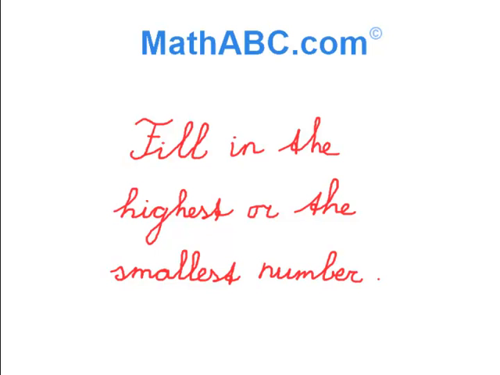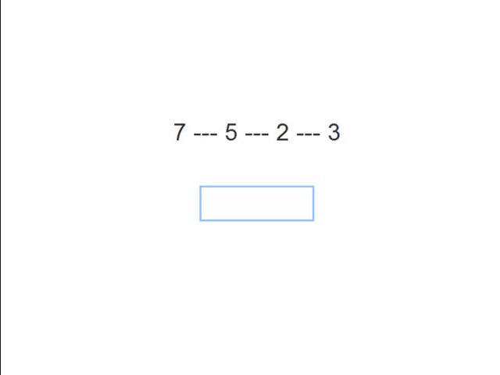Fill in the highest or the lowest number. We see here 4 random numbers. Now we have a 7, a 5, a 2, and a 3. So if you were asked to make the biggest number possible, what would you do? So you would start with the biggest number, the 7, and then you work your way down.